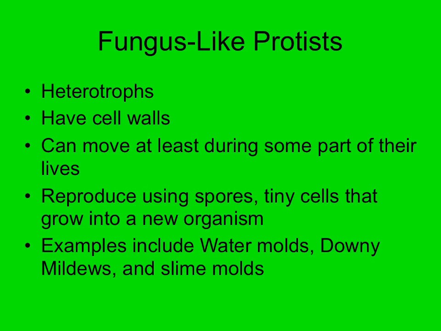Fungus-like protists are, again, like fungus. They have a cell wall. They're heterotrophs like fungi. And they can move at least during some part of their lives. And they reproduce using spores like traditional fungi. And some examples include water molds, downy mildew, slime molds, that kind of stuff. Stuff you see in wet areas like around the shower basin and stuff like that, the locker room.